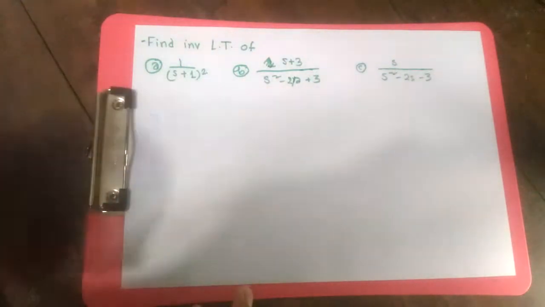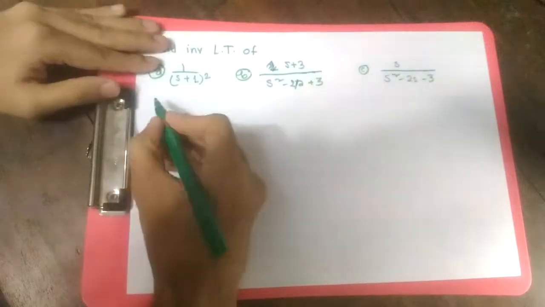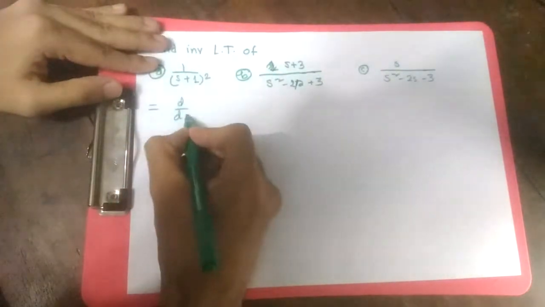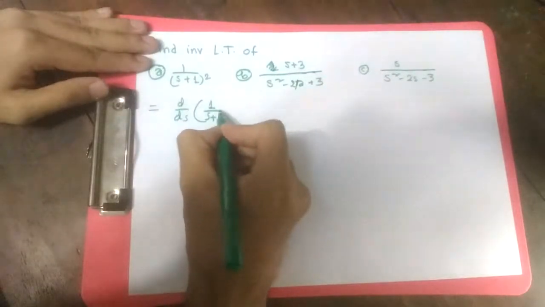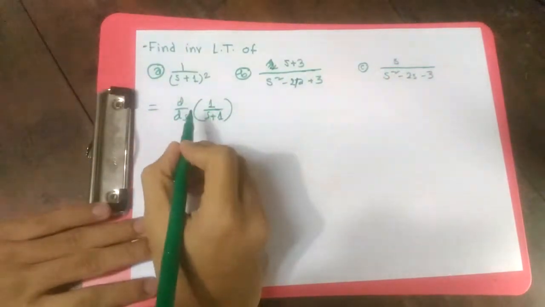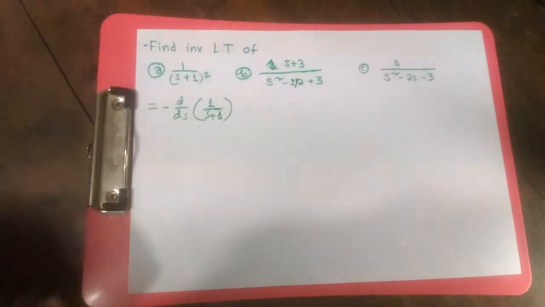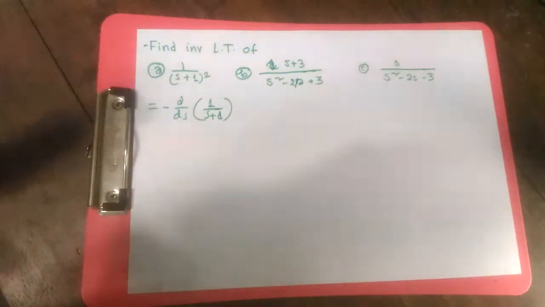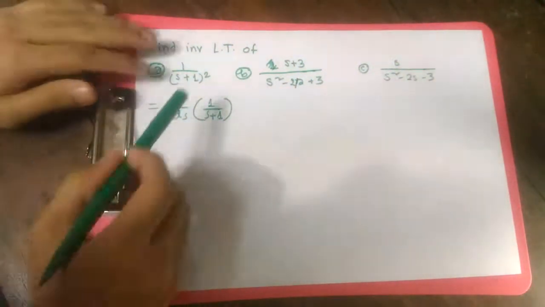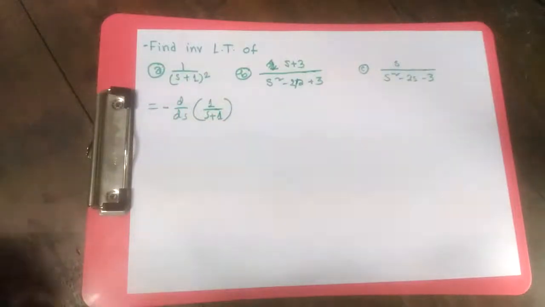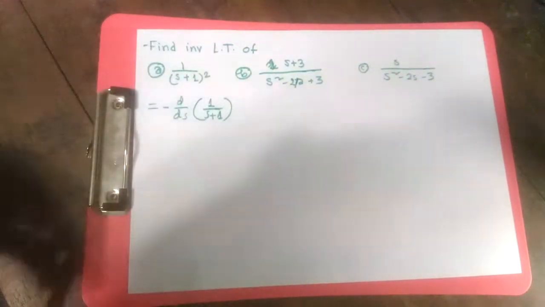Whenever you see a first order factor squared, you should think of this as the derivative of a first order factor. This 1 by (s plus 1) square is the derivative of 1 over (s plus 1) with a minus sign, because the derivative of 1 by (s plus 1) is equal to minus 1 by (s plus 1) square, so minus minus gets cancelled out. So if you have a higher power in the denominator, you should express it in the form of a derivative. If it was 3, it should be the second derivative.